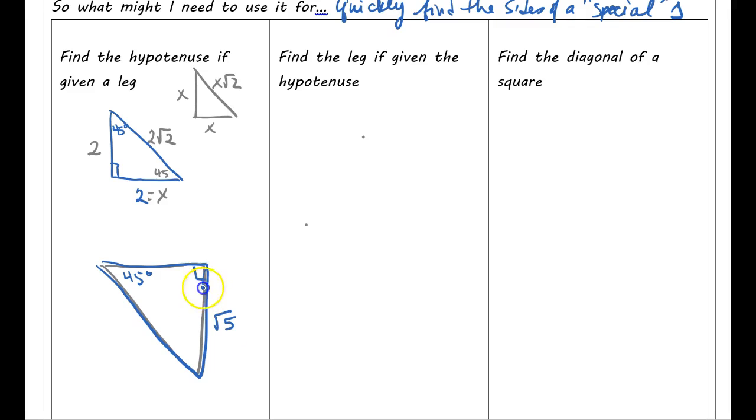What is this? Is this a leg or is this a hypotenuse? Well, the hypotenuse is always across from the 90. That's the hypotenuse, which means this one's the leg, and on our picture, the legs are labeled with x, which means this is root 5 and this is root 5. Now, what are we supposed to do for the hypotenuse? Well, we're supposed to take our number and multiply it by the square root of 2. In this case, our number is square root of 5, and I need to multiply that by square root of 2.